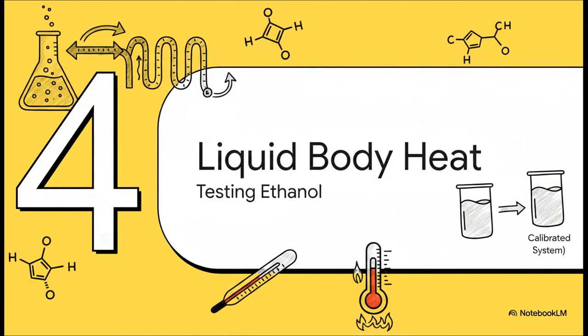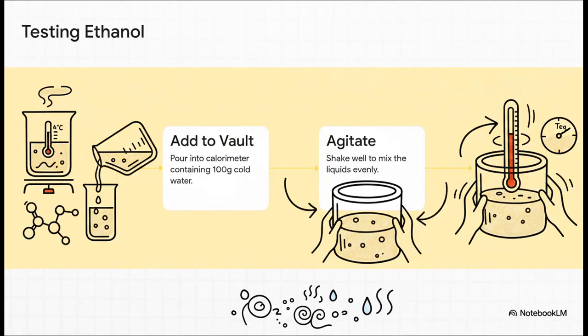On to Section 4, measuring liquid body heat. Experiment 2, testing ethanol. Now let's see how our math holds up when we introduce a completely new, totally different liquid into our newly calibrated system. The procedure here is remarkably similar, but the values are definitely different.